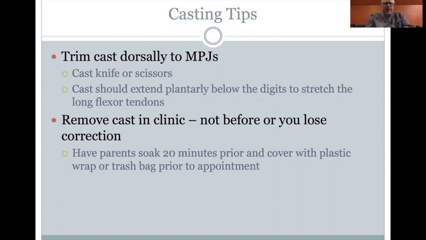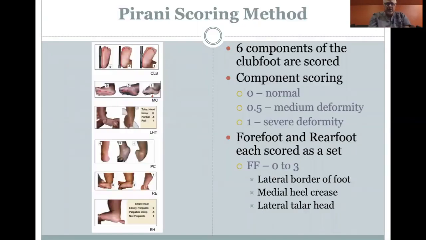I remove the cast in the clinic. I think that's really important because you do lose correction if they take it off at home and come to your office and the child's out of the cast for, let's say, an hour, an hour and a half, 2 hours. The easiest way is to have the parents soak the cast for about 20 minutes in some vinegar water and then cover it with a plastic wrap or trash bag prior to the treatment. Even if they wrap wet washcloths around the cast to keep it moist, and then a plastic wrap around that, it makes it very easy to get the cast off without having to use a saw and risking cutting the child.